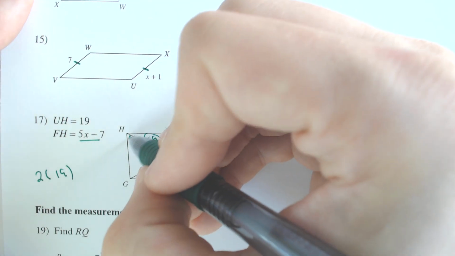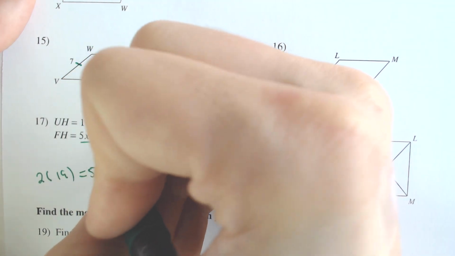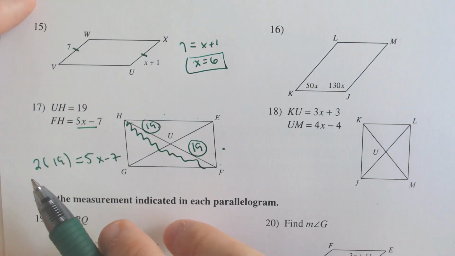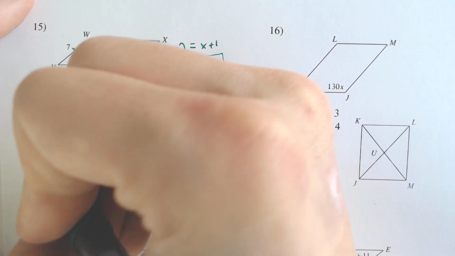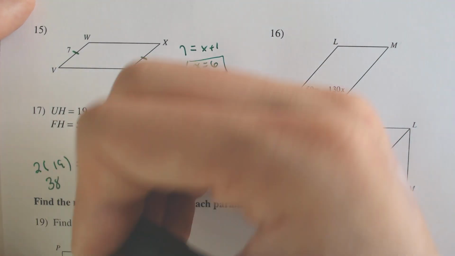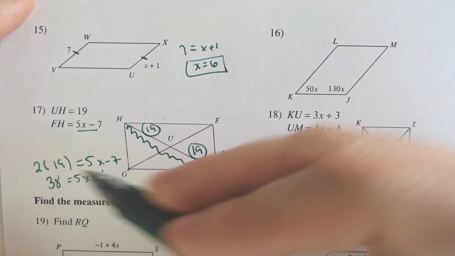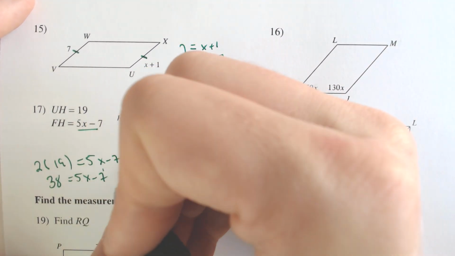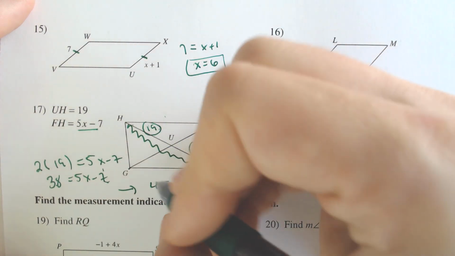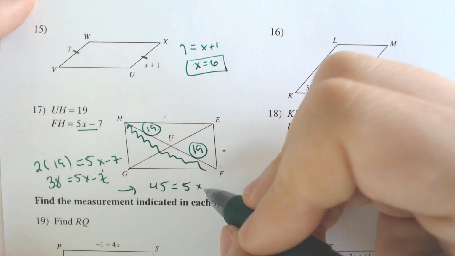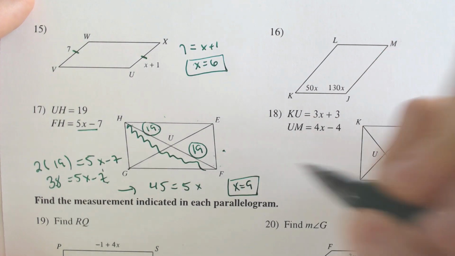And the whole way from F all the way to H was the 5x minus 7. So I did 2 times the shorter part to equal the longer part. I actually multiply 19 times 2 to get 38, and that equals 5x minus 7. Add 7 to both sides. If we add 7 to 38, we end up with 45, which is equal to 5x, and when you divide 45 by 5, you get 9.